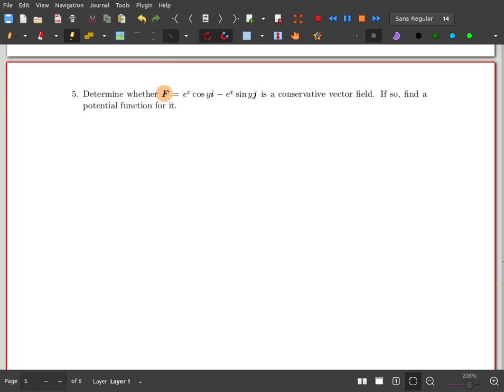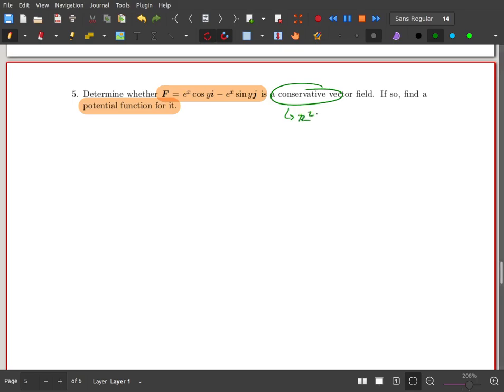We are given a vector field, and we want to find the potential function for it. We need to check whether it's conservative or not. This is in R2. So in R2, for a vector field to be conservative, the following statement needs to be true.